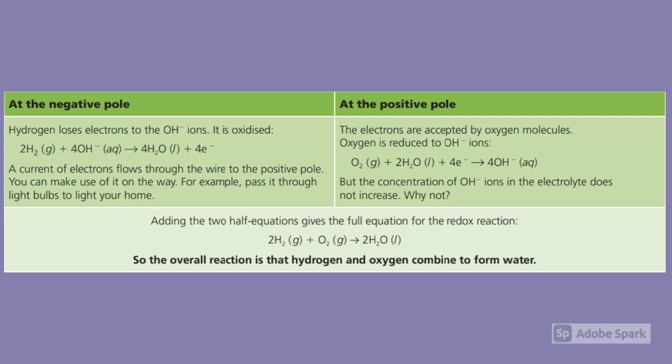This table shows the two half equations, and adding the two half equations gives the full equation for the redox reaction. So the overall reaction is that hydrogen and oxygen combine to form water. Now you may be asked the question, why does the concentration of the OH- hydroxide ions in the electrolyte not increase? Well, at the positive pole it's producing hydroxide ions, and at the negative pole it's using up hydroxide ions. So that's the reason why it doesn't change.